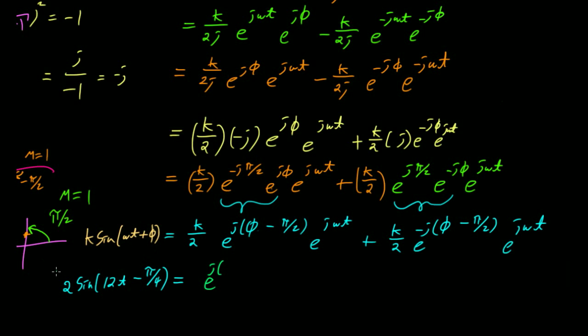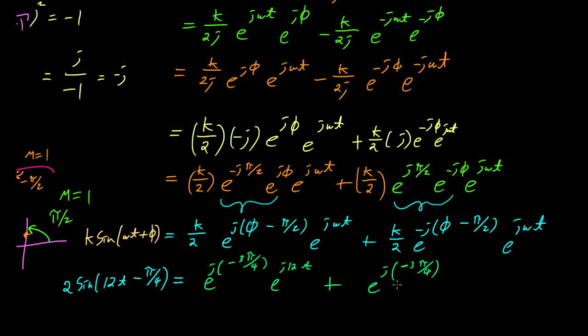If I have negative pi over 4 and I subtract another pi over 2, I'm left with minus 3 pi over 4. Then I have e to the j omega t. My omega is 12, so e to the j 12t, plus k over 2. My k is 2, so 2 divided by 2 is 1, times e to the minus j, phi minus pi over 2, which we already figured out is minus 3 pi over 4. I could just let the minus signs cancel out, so I have e to the j 3 pi over 4.